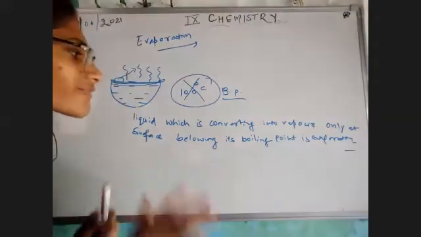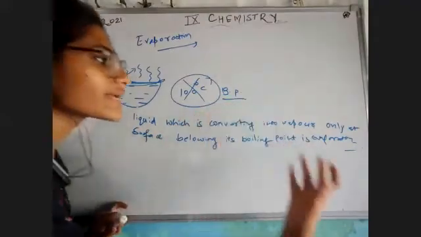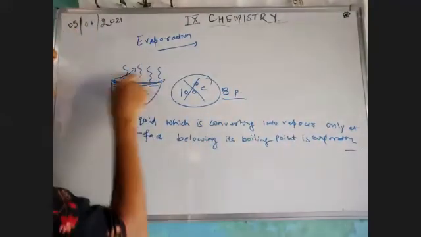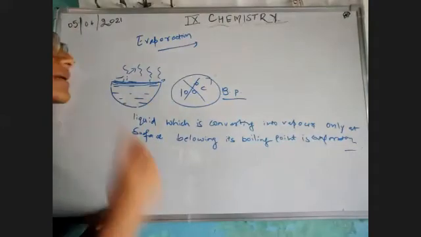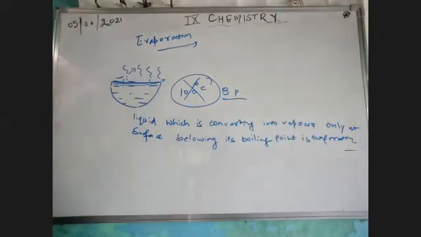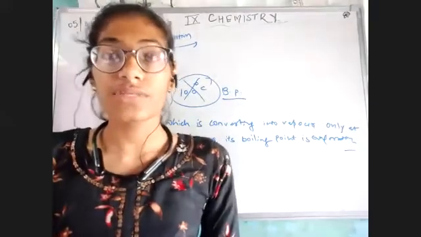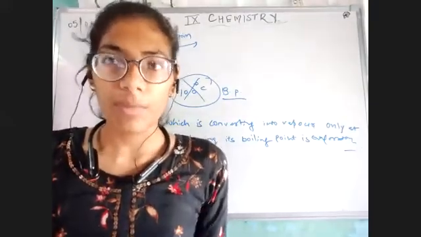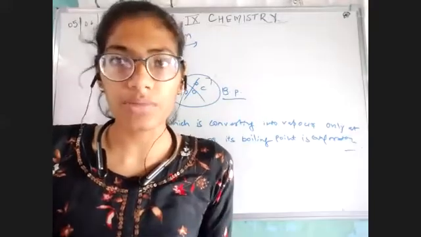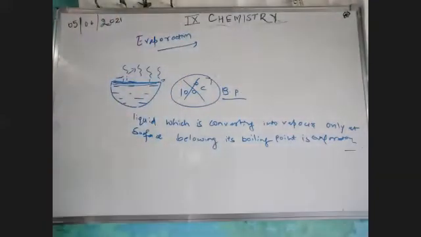Clear? So in evaporation, the liquid is converting into vapor state only at the surface, okay? Not at the bulk. Below its boiling point, and that is known to be evaporation. Am I clear? So this is my next topic. What is evaporation and how is it different from boiling?